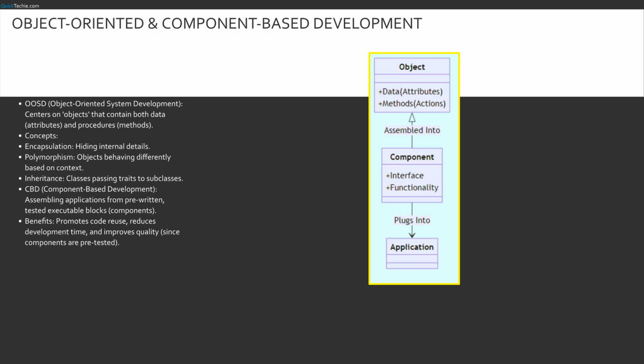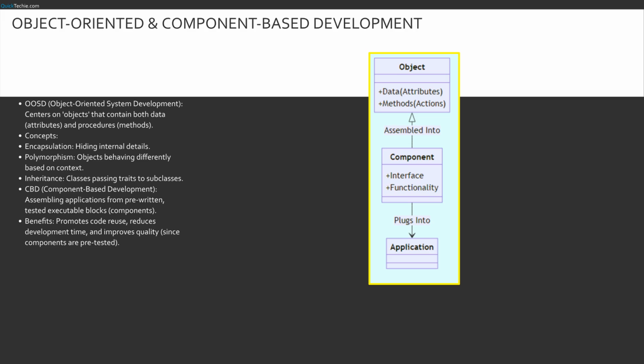Let's look at how the code is actually structured. We moved from procedural code to object-oriented system development, OOSD. In OOSD, we model real-world things as objects, like a customer or an invoice, which contain both their data and the actions they can perform. This allows for encapsulation, keeping data safe inside the object.